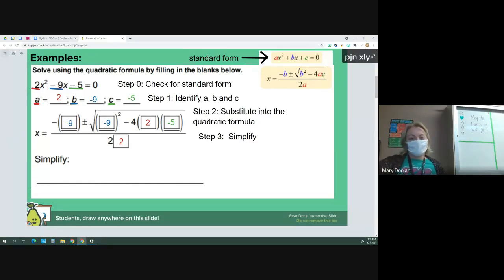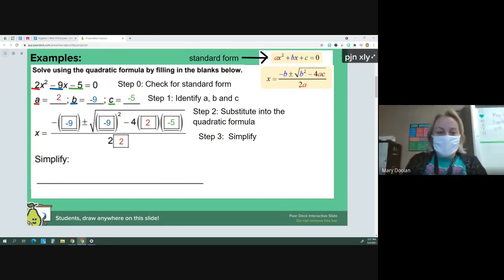All right, so I'm going to take this whole thing. It's just a big fraction, basically. X equals all this stuff in the numerator divided by 2 times 2. I'm going to simplify that fraction, and to do that, I could do more than one step at a time.